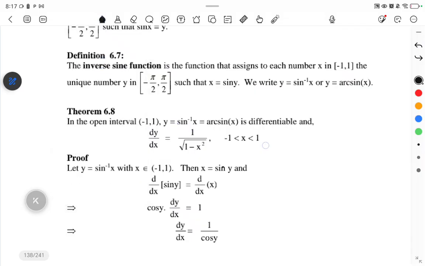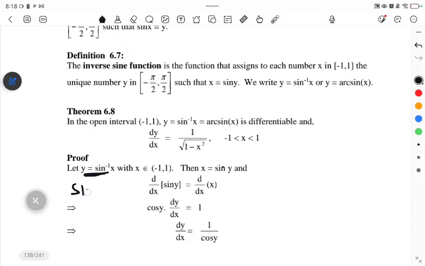Now we are given that the interval is -1 and 1. We know that if we're going to bound the sine of something, maybe sine of x, it should be bounded between -1 and 1. You see, right? So this is the bound that we apply for this. So now for us to prove this, we are going to let y be equal to arc sine x, given that x is an element of -1 and 1, or it's in between -1 and 1.